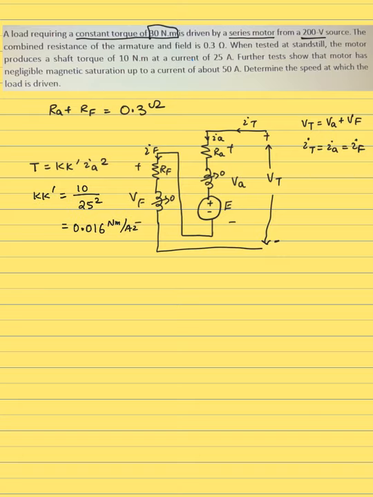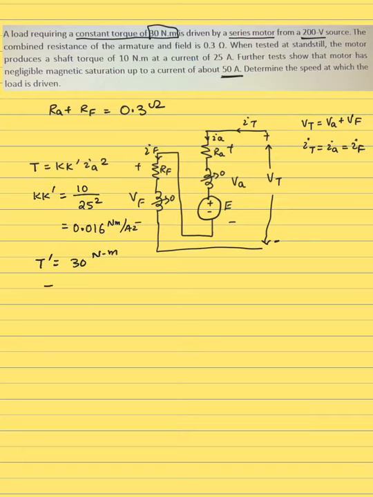So that's one part. The other part is the motor. Further tests show that the motor has negligible magnetic saturation, so that means the linearity of the magnetic structure is there up to a current of 50 amperes. So we're good with up to 50 amperes. We need to determine the speed at which the load is driven now. Which load? The load now, we're looking for 30 Newton meters, T prime, let's say.